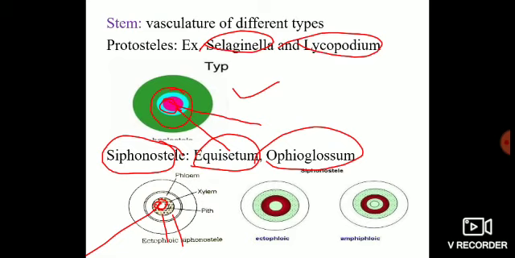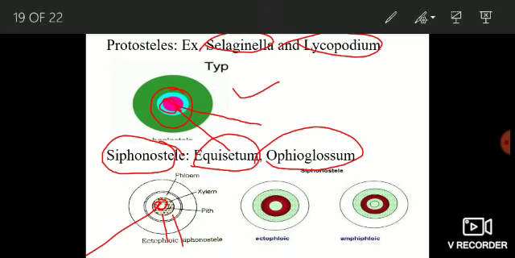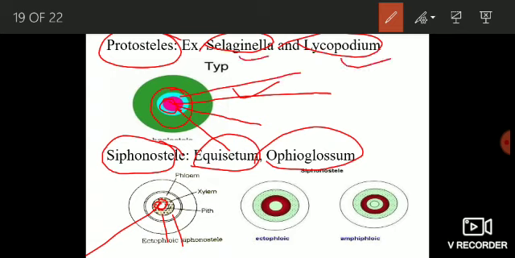Now the stem vasculature, stem anatomy. The vasculature of stems of different pteridophyte species varies a lot, and accordingly you have different types of steles in different species. For example, the first one, which is the simplest, is the protostele. In protostele you have a solid core of xylem, and this solid core of xylem is surrounded by a ring of phloem. Examples are Selaginella and Lycopodium.